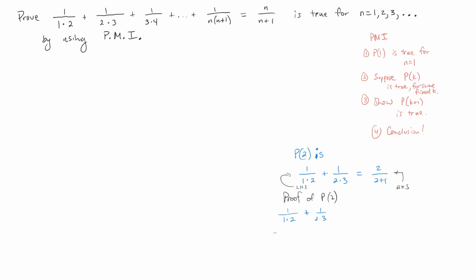Now we do the work. This is equal to what? This is equal to 3/6 plus 1/6, which is the common denominator. So this is the natural thing you do. And then you even write 4/6.